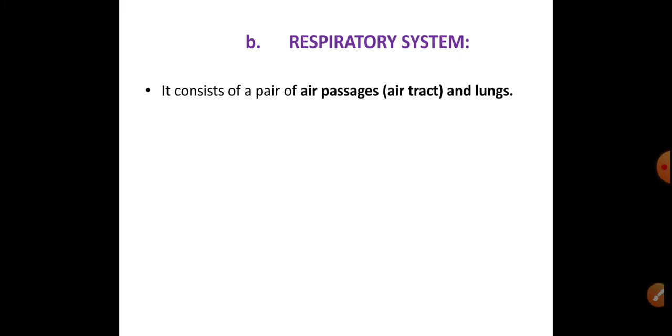Then what is the respiratory system? The system which will help in the process of respiration is called the respiratory system. The system which is involved in the process of respiration is called the respiratory system. Okay, so it consists of two parts here. One is the air passages, also called the air tract, and the lungs. These are the two things. Usually you have human physiology and human anatomy. In particular we are studying human physiology here.